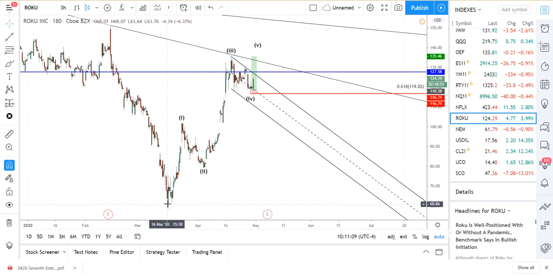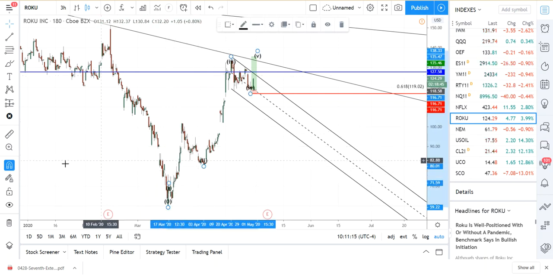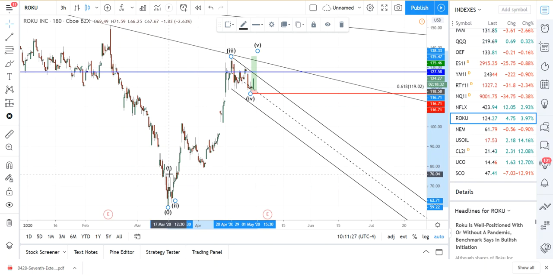I know a couple of people are counting this differently. They're counting this correction as a second wave lower. And the count looks like this, where we have a small wave 1 and 2, 3 over here, 4 and 5 over here.